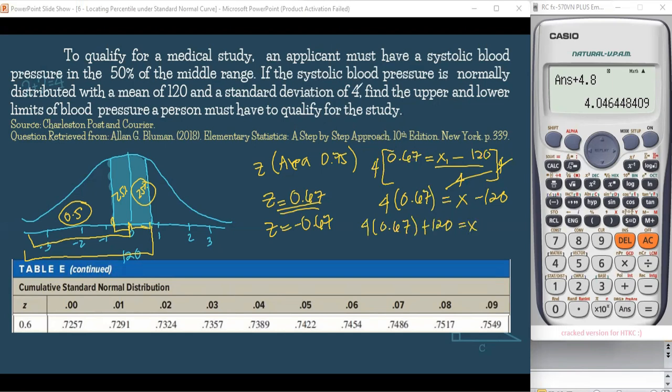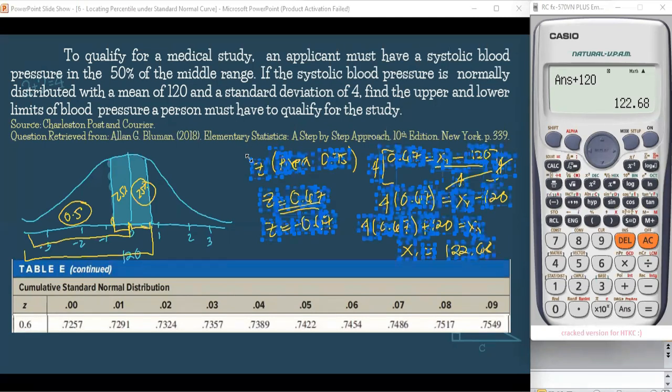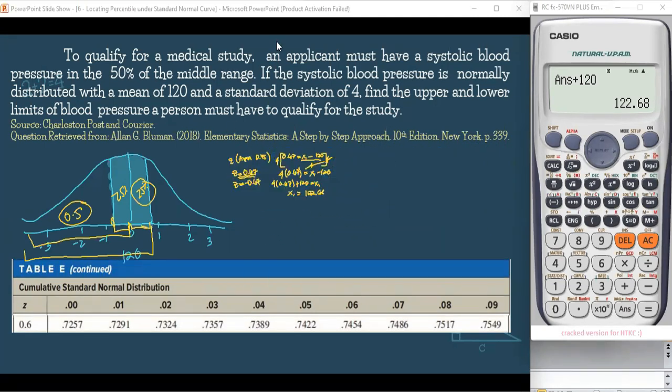So sige po. Using our calculators, 4 times 0.67 is equal to 2.68 plus 120, that is equal to 122.68. So that is our first upper limit. So ibig sabihin po si x natin, x sub 1, this is x sub 1 is equal to 122.68. Okay, dun po tayo sa lower limit.